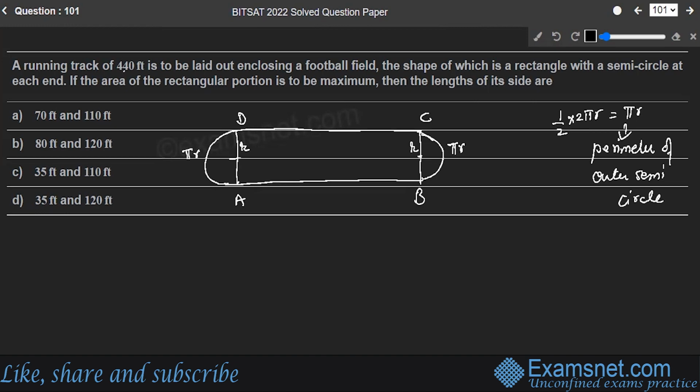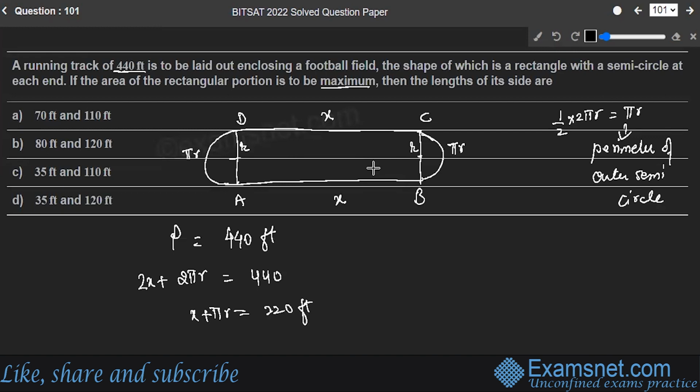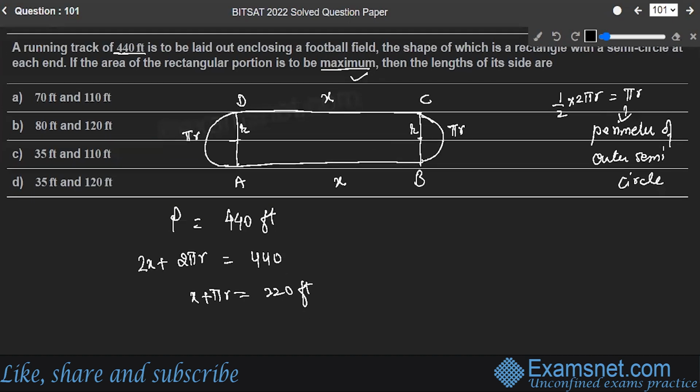Correct. Now the running track of 440 feet is to be laid enclosing a football field, the shape of which is a rectangle with a semicircle at each end. If the area of the rectangular portion is to be maximum, then the lengths of its sides are. So you have the perimeter as 440 feet. That means if I'm taking this length as x, this length as x, so this total perimeter will be equal to 2x plus 2 pi r, that is equal to 440, or x plus pi r will be equal to 220 feet, right?